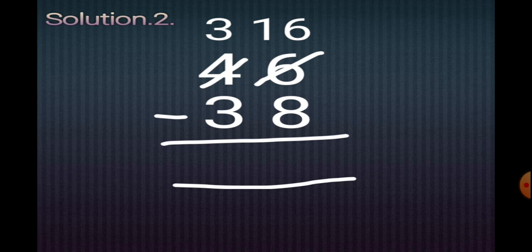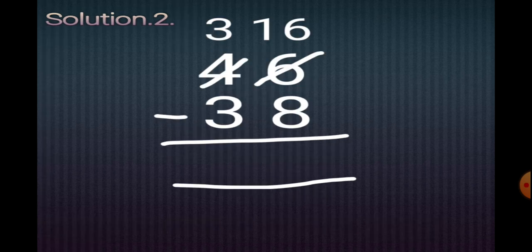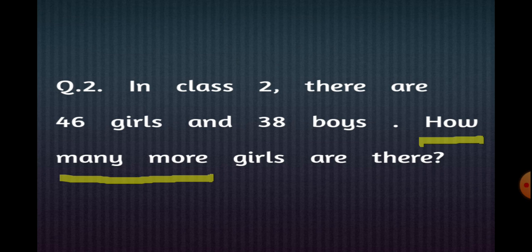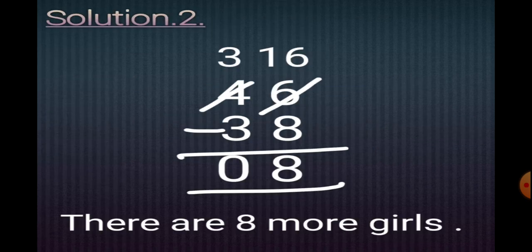Now we can subtract 8 from 16. 16 minus 8 is equal to 8 and 3 minus 3 is equal to 0. 0, 8 means 8. So there are 8 more girls. Your question was how many more girls are there? So there are 8 more girls.